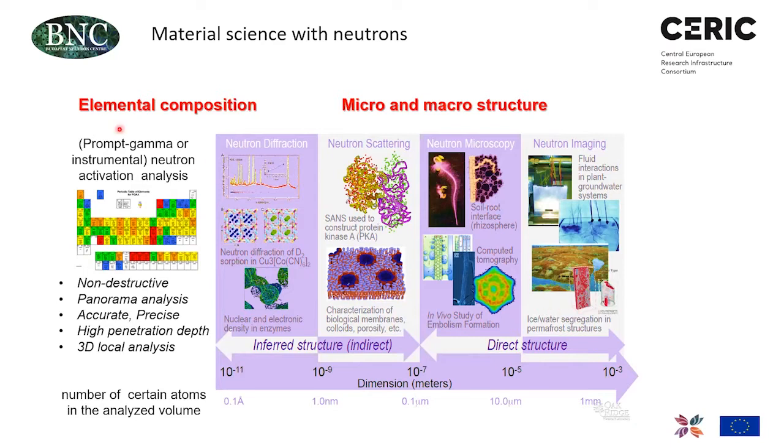And we have elemental composition measurement techniques where we count the number of atoms or nuclei in our sample in order to gain information about the chemical composition. There are two ways of determining elemental composition. One is called prompt gamma activation analysis, and the other is called instrumental neutron activation analysis.